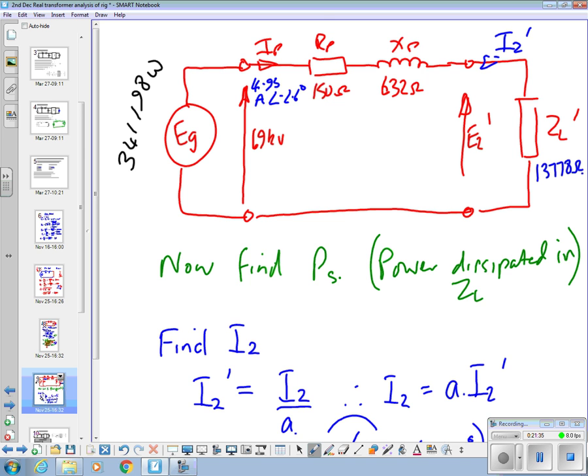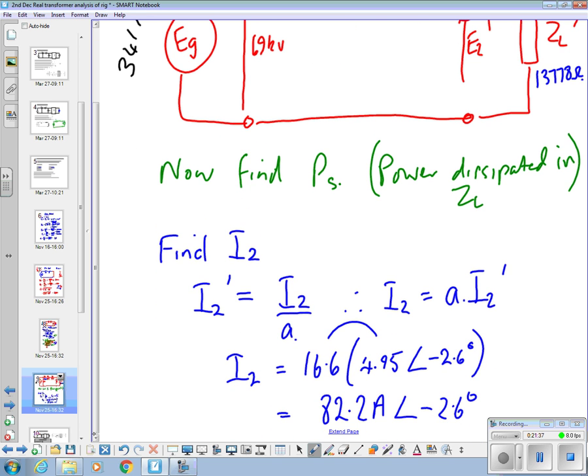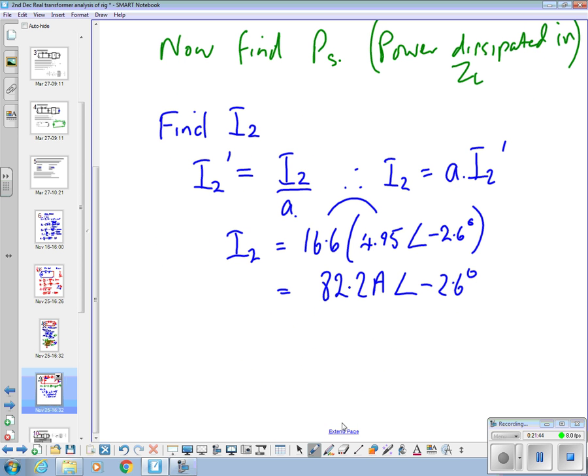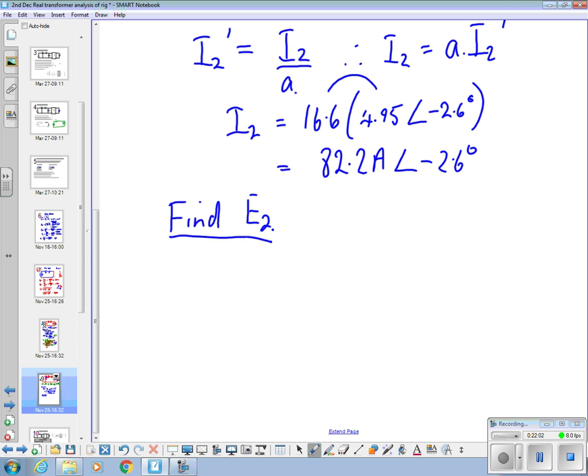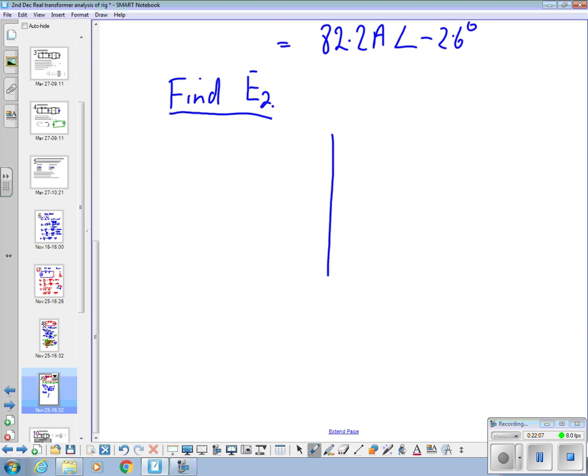So that's finding I2. Now we want the power, and to get the power we need the current and the voltage. We want to know the secondary terminal voltage. So we're looking at finding E2. Now, I would suggest there's two ways of going about doing this. So I'm going to split my page. Which way would you suggest doing it?